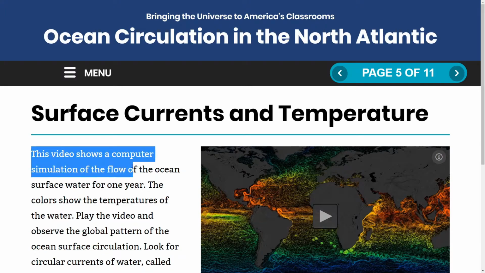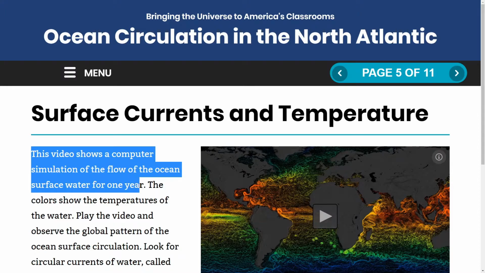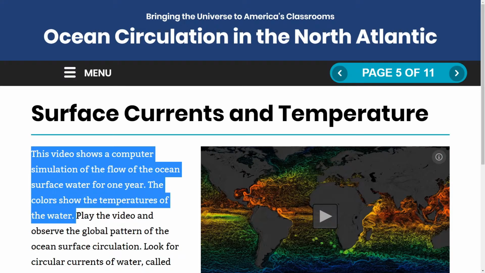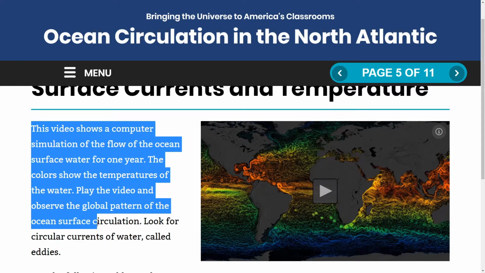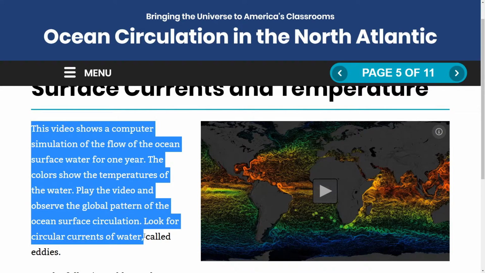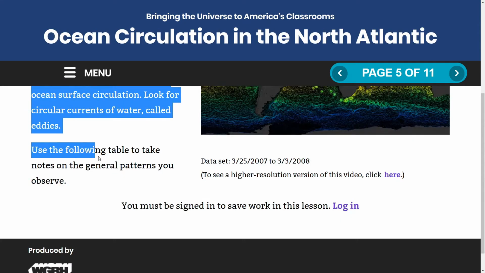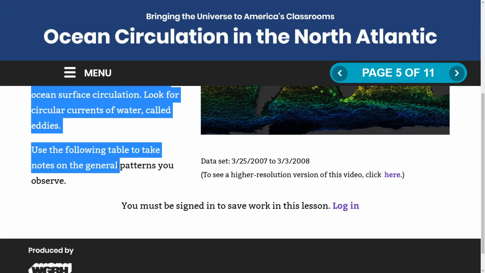This video shows a computer simulation of the flow of the ocean surface water for 1 year. The colors show the temperature of the water. Play the video and observe the global pattern of the ocean surface circulation. Look for circular currents of water called eddies. Use the following table to take notes on the general patterns you observe.